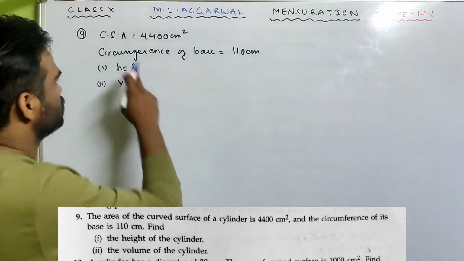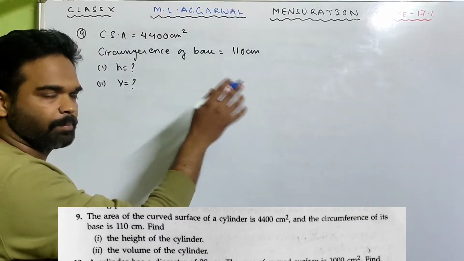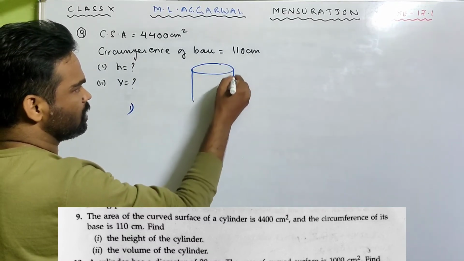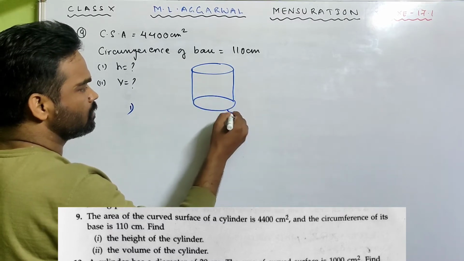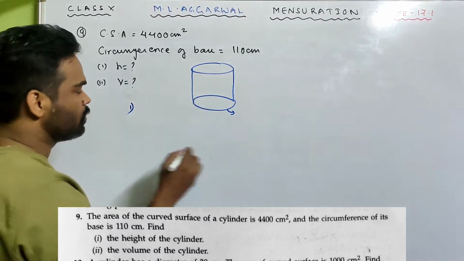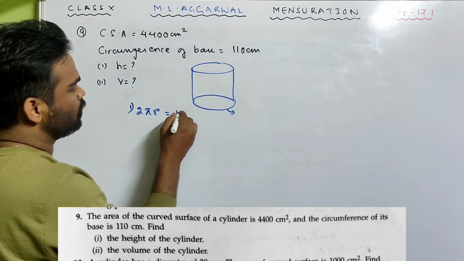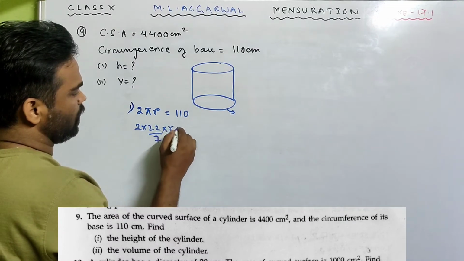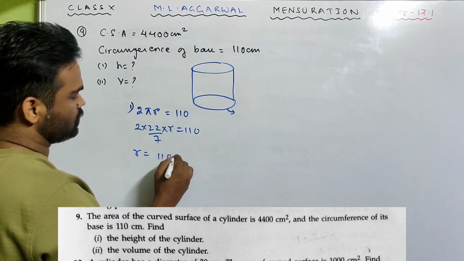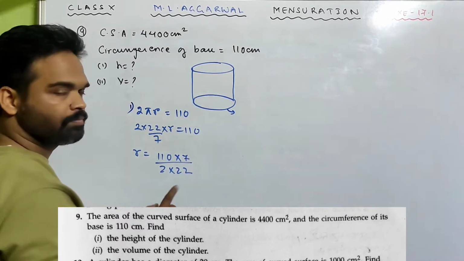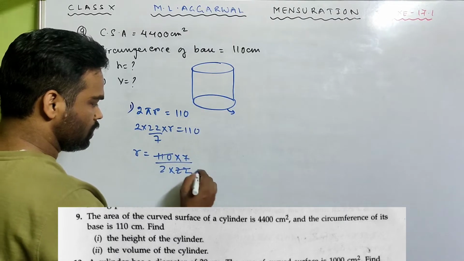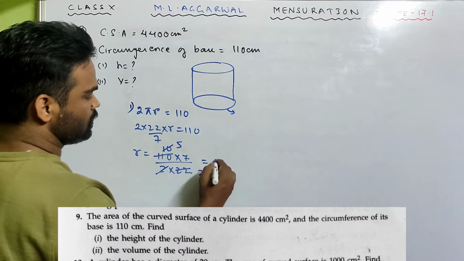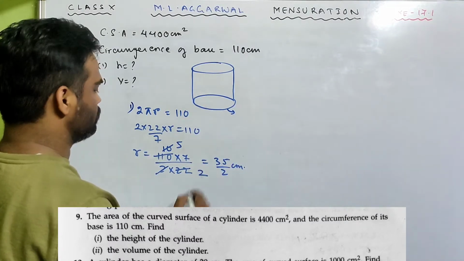Very easy. Look over here. CSA is given and circumference of the base. Now, circumference of the base, if you look carefully, is nothing but 2 pi r. This is a circle. So 2 pi r is equal to 110. So 2 multiplied by 22 by 7 multiplied by r is 110. So r is 110 into 7 by 2 into 22. 11, 2 times, 10 times, 7 times, 5 times. This is 35 by 2 centimeter.